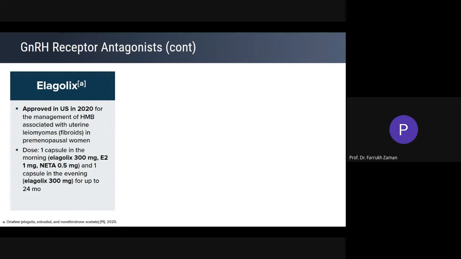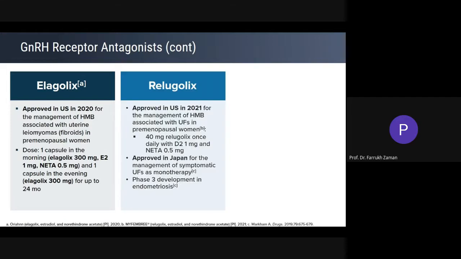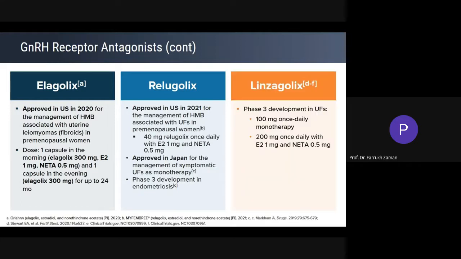Let me just complete this slide. With this is Relugolix. Here the D2 is written wrongly; it should be E2. This is 40 milligram Relugolix once daily with estradiol 1 milligram and norethisterone 0.5 milligram. This is a 2021 thing, and this is already approved in Japan for management of symptoms. And this is Linzagolix. This is still undergoing trials.